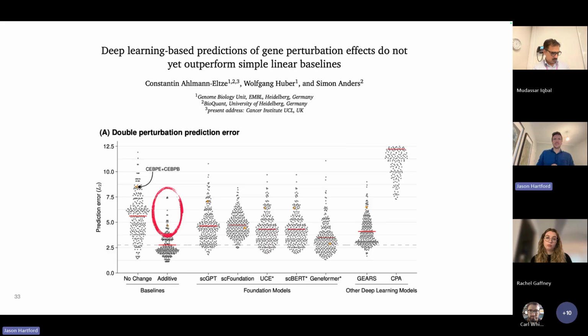There was this paper from Konstantin Alman-Elter, who showed that a simple additive model, which I'll explain in a bit, outperforms scGPT, scFoundation, Geneformer, GEARS, CPA, many of these methods that have gotten a lot of attention, in predicting the effect of a double perturbation. This is specifically in double perturbations, where it is most bad, although there have been analogous results in single perturbations as well, around the competitiveness of just mean baselines.